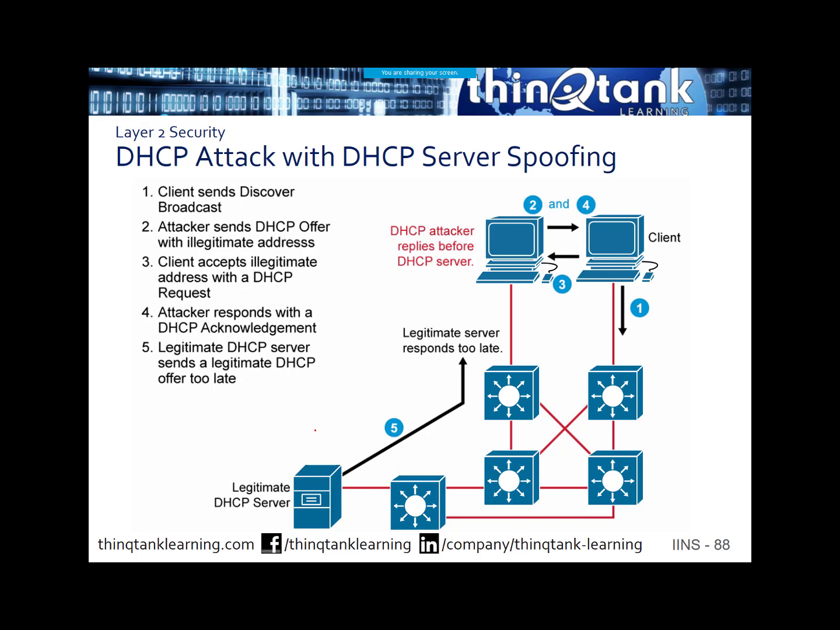Now, that doesn't necessarily mean it's malicious. Somebody could also put in a rogue DHCP server for the purposes of injecting false information into the client's configuration. I want to make you use the wrong IP address for your gateway. I want to make you use the wrong IP address for your DNS for the purposes of influencing how the traffic flows from that client. Okay?